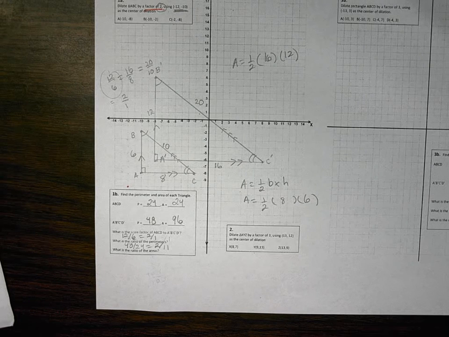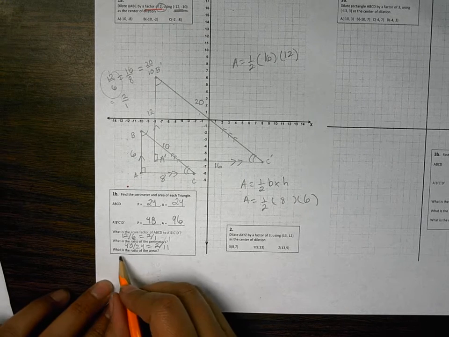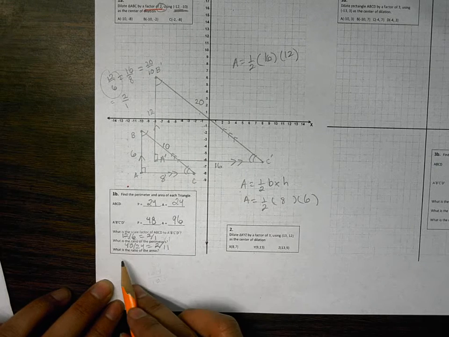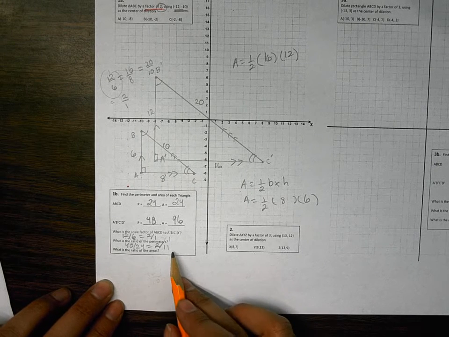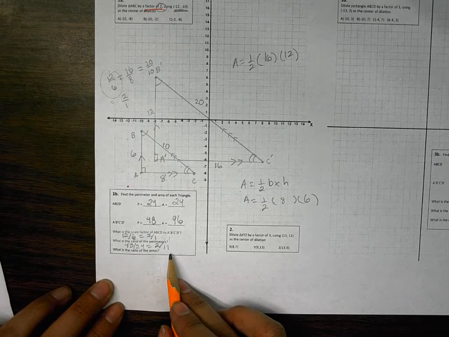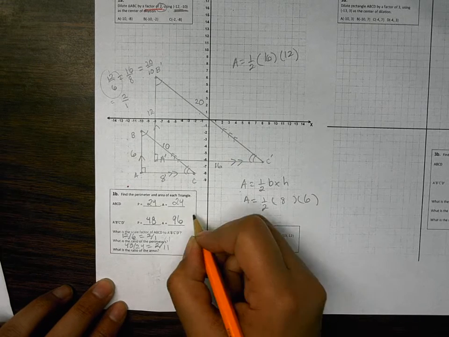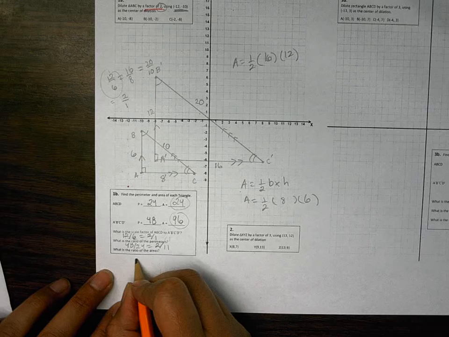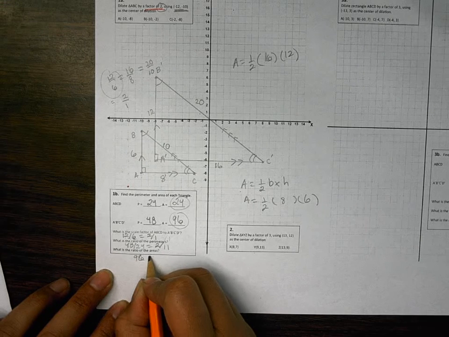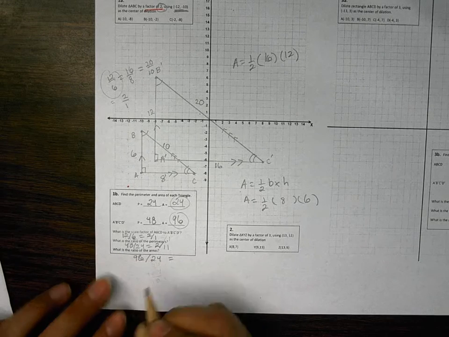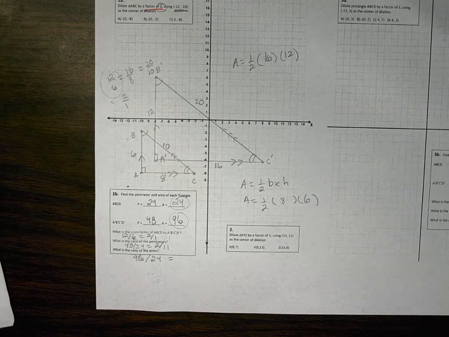No. Let's figure it out. Let's reduce it. What is the ratio of the areas? I'm going to do new over old. So 96 over 24. Can you divide that and see if it reduces? Does it equal 4?